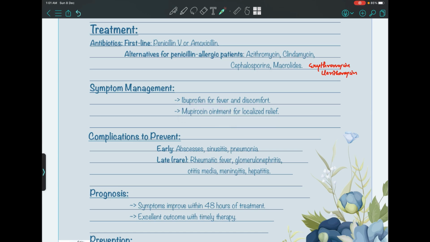Complications to prevent. Treatment of scarlet fever and the associated streptococcal pharyngitis is necessary to prevent the possibility of complications such as peritonsillar or retropharyngeal abscesses, sinusitis, or pneumonia. The late complications are rare and include otitis media, acute rheumatic fever, glomerulonephritis, meningitis, and hepatitis.